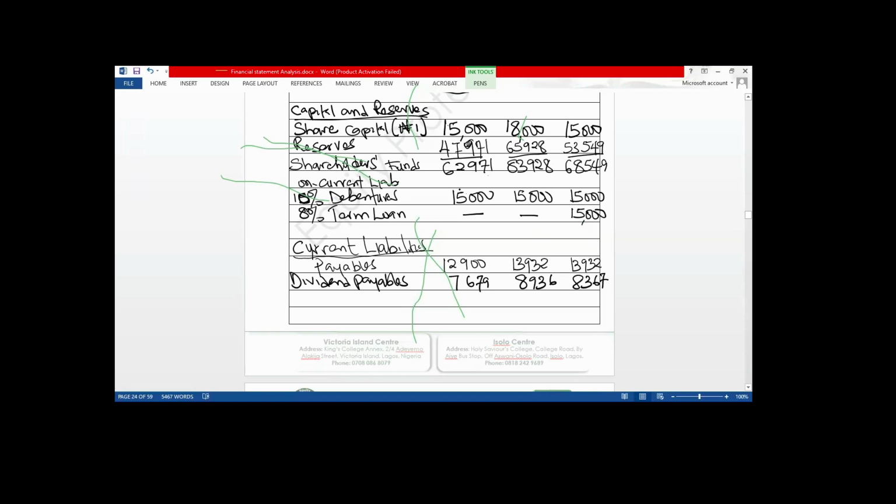You can sum up shareholders' funds plus non-current liability plus current liability. Please sum up this figure. That is capital and liabilities. Please sum up. This should give you 89,550. It will balance.